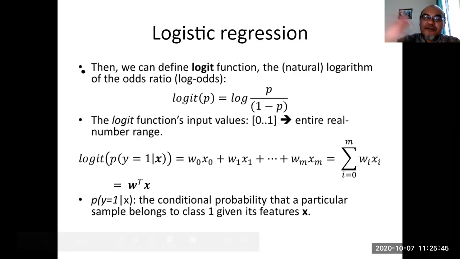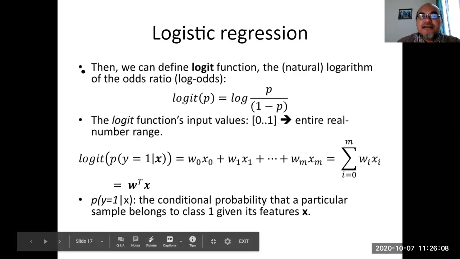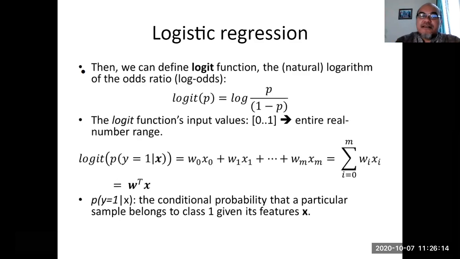When a particular sample has the features x0 until xm, we put it into the algorithm, and it is multiplied by the weighting factors, w0 until wm. Then P, the probability that it belongs to class 1, is represented by this function, P of y equals 1 given x.